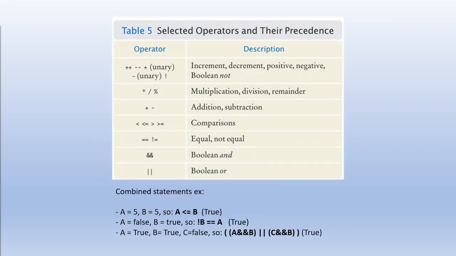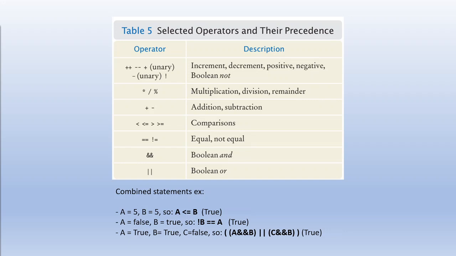A couple of things we can think about is combining operators. We can take equal signs and turn them into not equal signs. We can use less than or equal or greater than or equal to do comparison operations. And we can actually chain combined statements together with our ANDs and our ORs. So in the example at the bottom of the screen, you can see that if A is 5 and B is 5, A must be less than or equal to B. We can use this and it would evaluate to true if we put this into a Boolean comparison. In the same way, if A is false and B is true, so not B should be equal to A. That would evaluate to true.